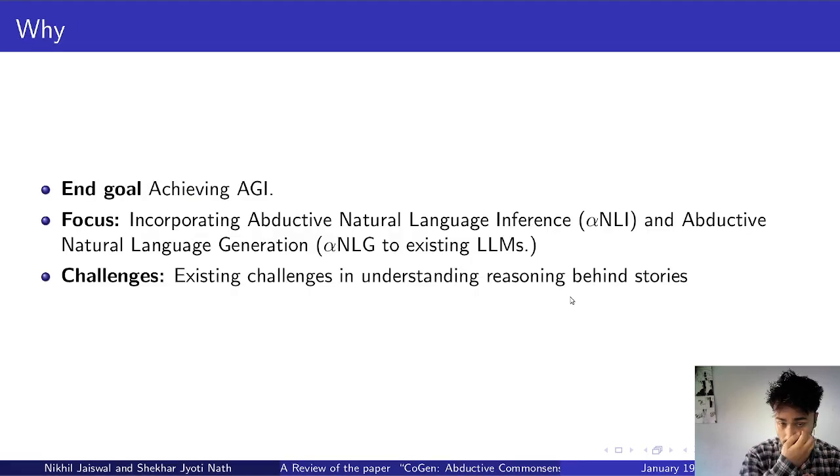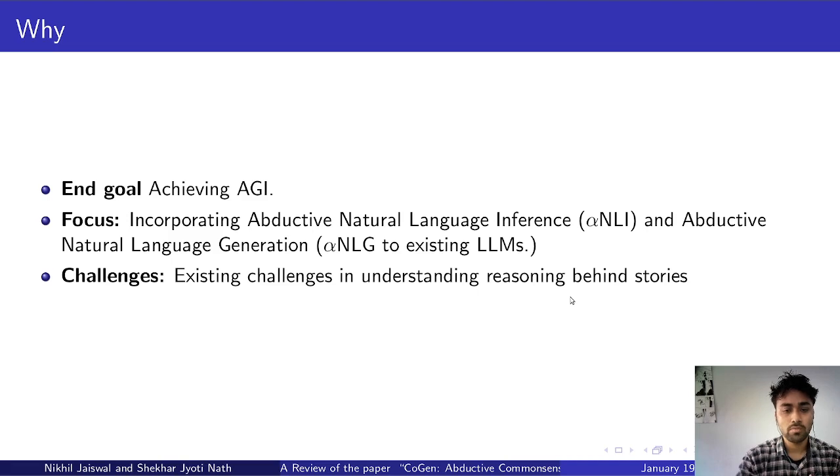So why do we need this research? Our end goal is achieving AGI, artificial general intelligence. To achieve AGI, we have to incorporate abductive reasoning into our models. There are 3 types of reasoning: abductive reasoning, inductive reasoning, and commonsense reasoning. Here we are talking about abductive natural language inference and abductive natural language generation.